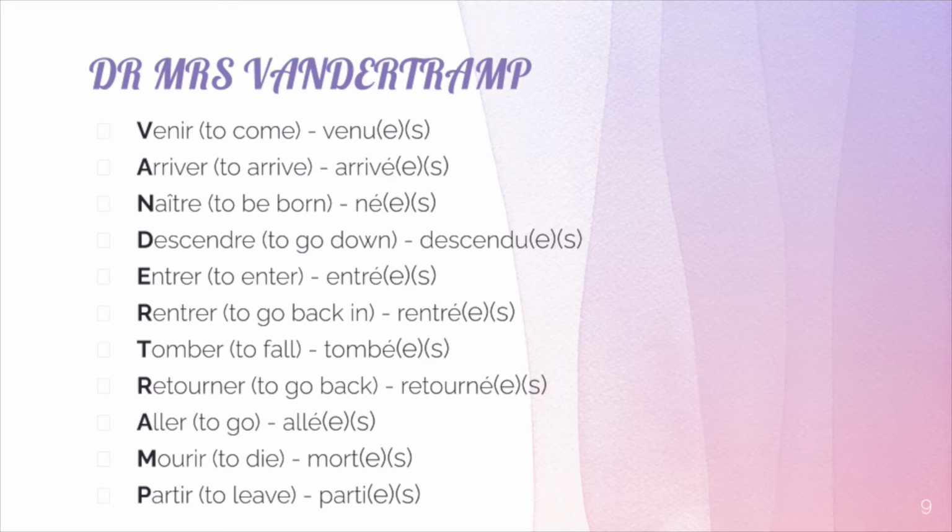Descendre, with the participe passé descendu. Entrer, with the participe passé entré. Rentrer, with the participe passé rentré. Tomber, with the participe passé tombé. Retourner, with the participe passé retourné. Aller, with the participe passé allé. Mourir, with the participe passé mort. And partir, with the participe passé parti. These are all the verbs that create the last part of the acronym Vandertramp.